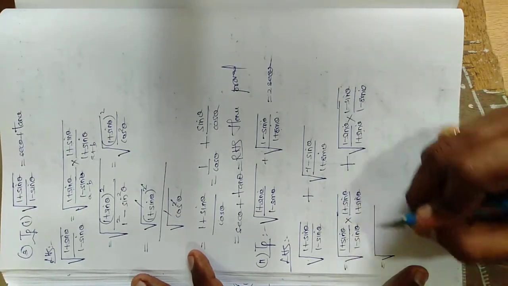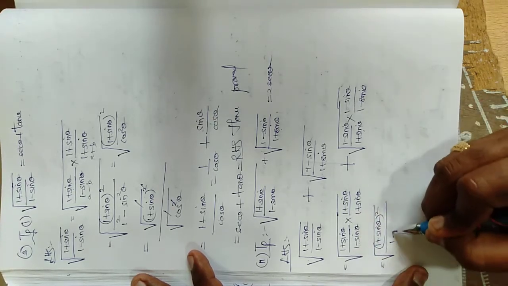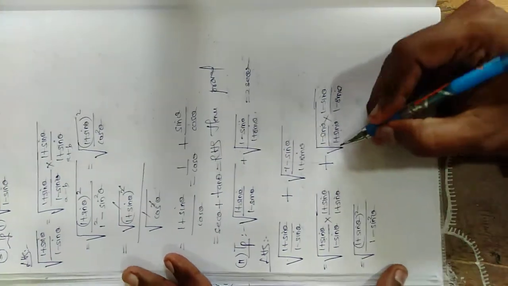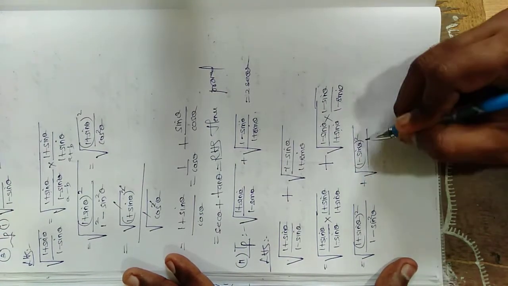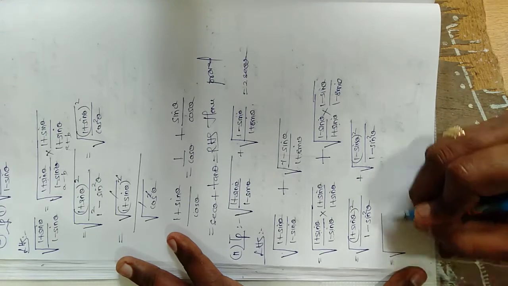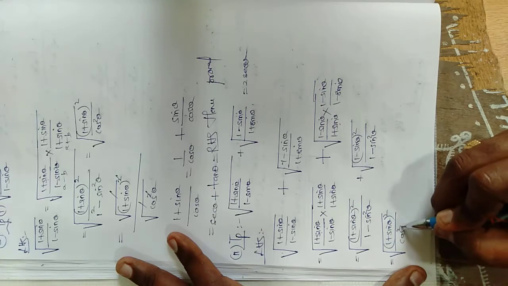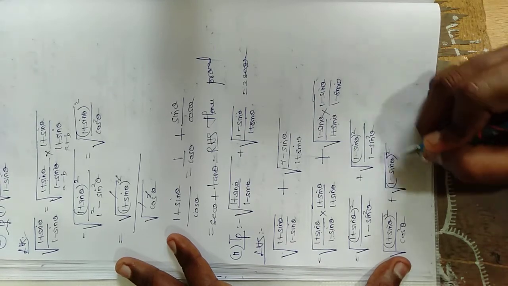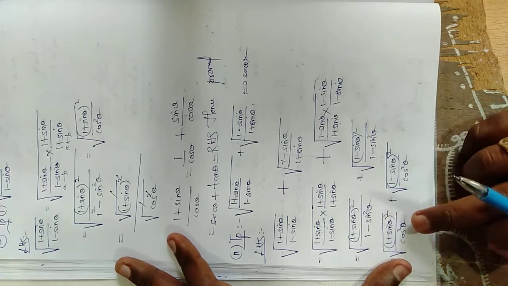So how can I write this? (1 plus sin theta) the whole square, a minus b, a plus b, a square minus b square. A square is 1, b square is sin square theta. The same here also: (1 minus sin theta) the whole square divided by a plus b, a minus b. So how can I proceed? (1 plus sin theta) the whole square divided by 1 minus sin square theta, which we know is cos square theta. The same here: (1 minus sin theta) the whole square divided by 1 minus sin square theta, which is cos square theta. Separate the square roots.